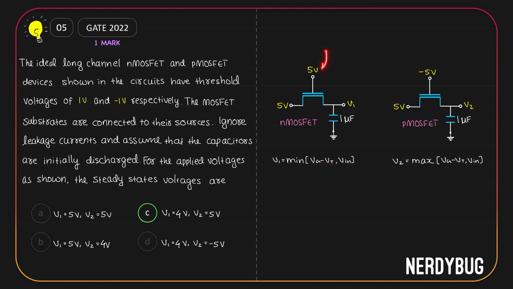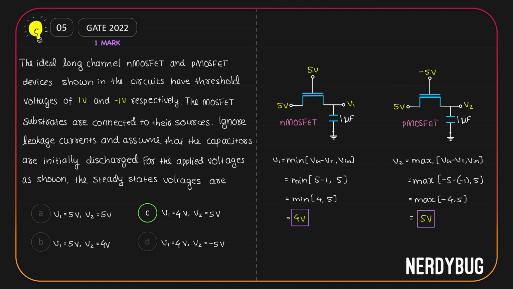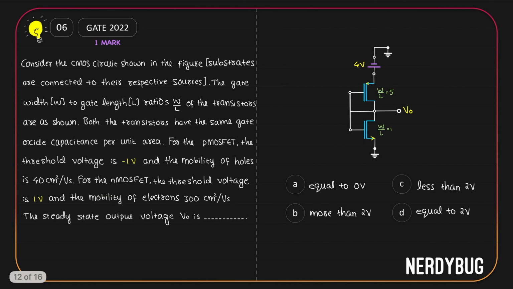Here Vg is 5, Vt is 1. So Vg minus Vt will be 4. Vin is 5. So the minimum of 4 and 5 is 4 volt. For the pMOSFET, it is the maximum between Vg minus Vt and Vin. Here Vg is minus 5. Vg minus Vt will be minus 5 minus minus 1. That is minus 4. So we have to take the maximum value between minus 4 and minus 5, which is minus 4 volt. Option C is the correct answer. Let us see the next problem.